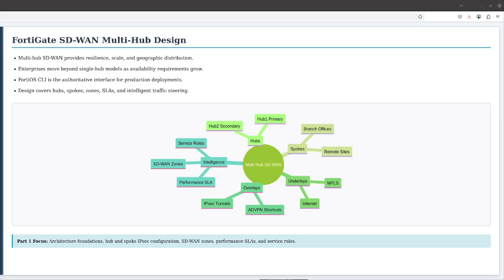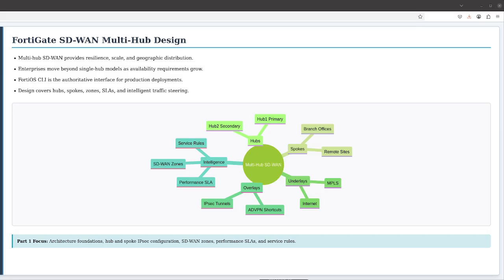In this presentation, we will dive deep into FortiGate SD-WAN multiple hub design. This is a critical architecture pattern for enterprises that need resilient, scalable, and geographically distributed wide-area networks. We will cover why multi-hub designs exist, how they are built, and walk through the actual FortiGate command line interface configuration required to make them work.